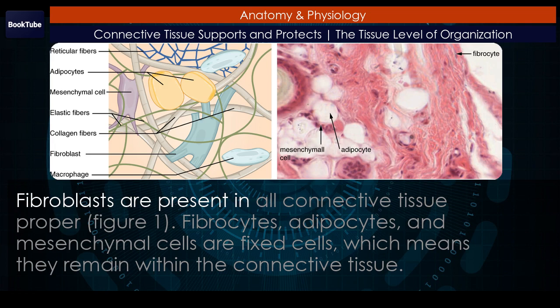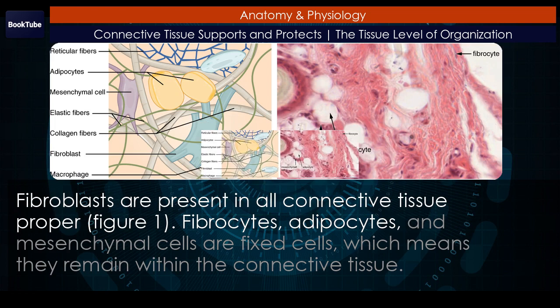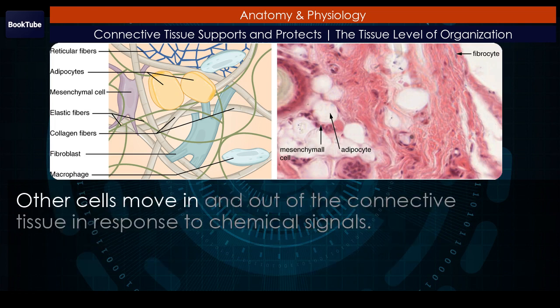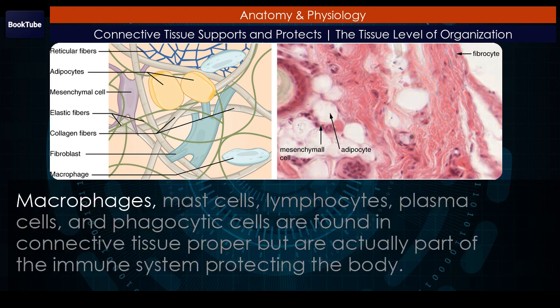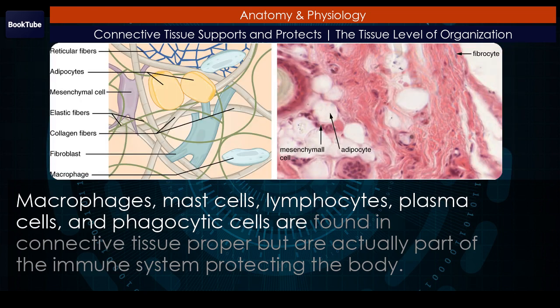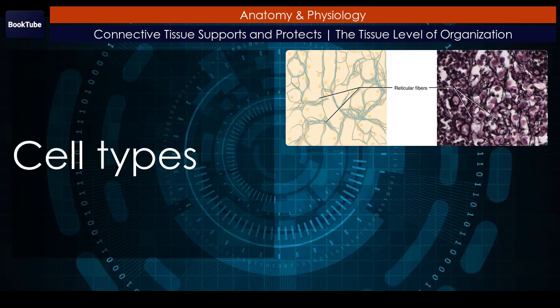Connective tissue proper. Fibroblasts are present in all connective tissue proper. Figure 1. Fibrocytes, adipocytes, and mesenchymal cells are fixed cells, which means they remain within the connective tissue. Other cells move in and out of the connective tissue in response to chemical signals. Macrophages, mast cells, lymphocytes, plasma cells, and phagocytic cells are found in connective tissue proper but are actually part of the immune system protecting the body.